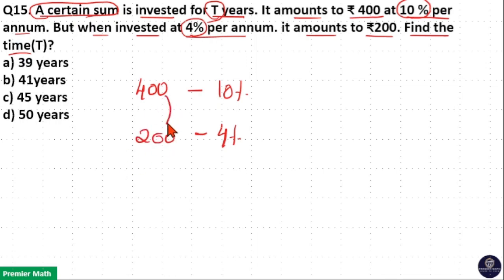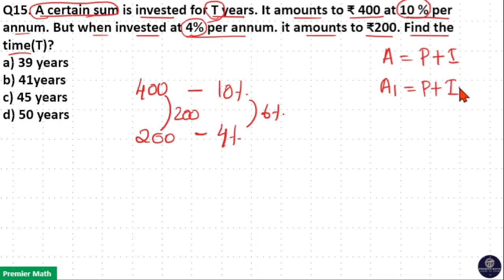Now, this difference in amount is equal to the difference in interest. That is 400 minus 200 is 200, and 10% minus 4% is 6%. That is, 6% interest is 200 rupees here. Because we already know amount is equal to principal plus interest. If I write A1 as 400, then 400 rupees is equal to principal plus interest received in T years. So I will write it as I1 with the 10% rate. Now, A2 is 200 rupees, which is equal to the same principal at the same years, but at a different rate, that is at 4% rate. So this is I2 here.